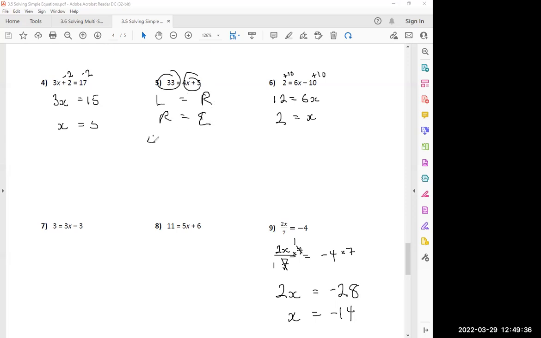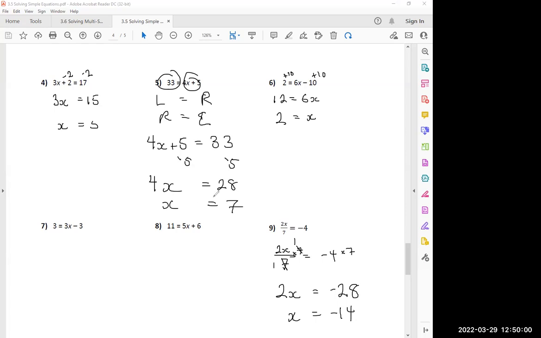You can write it whatever way you want. Some people really do prefer the x on the left side. Okay, you can do that. Correct. And then I still subtract both sides by 5, leaving me 4x equals 28. And then x equals 7. Either way is okay. All right.